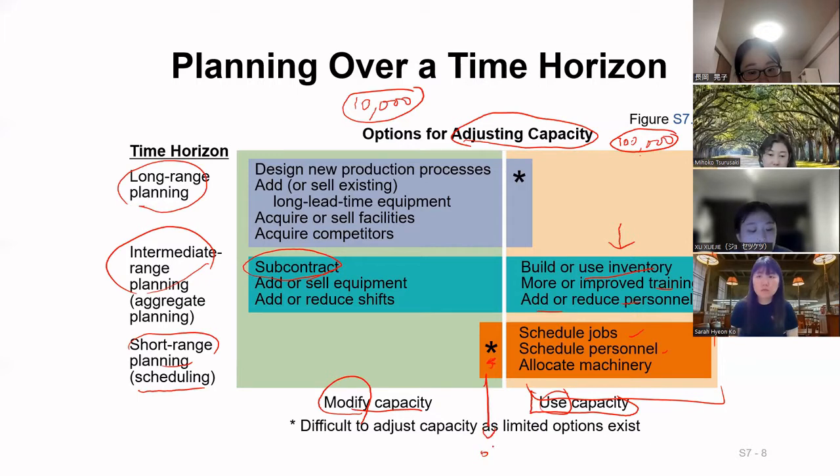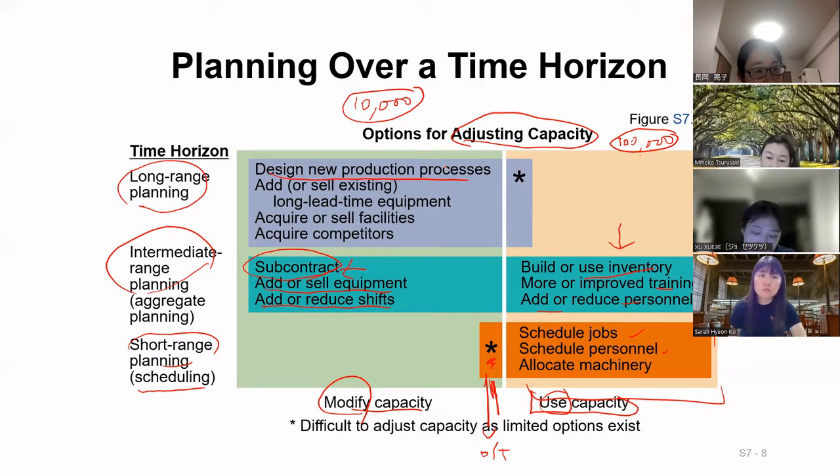overtime. That's why companies do overtime. This is a very limited option: extra work every day, producing a certain amount. In the medium term, you subcontract, add or sell equipment, or add or reduce shifts. For example, now you work one shift, you need to work two shifts. That is for the medium term, for example 3 months, 5 months. But for 10 years, 5 years, that cannot work. We have to design new facilities, new equipment, and add extra capacity with a new production line or new factory.